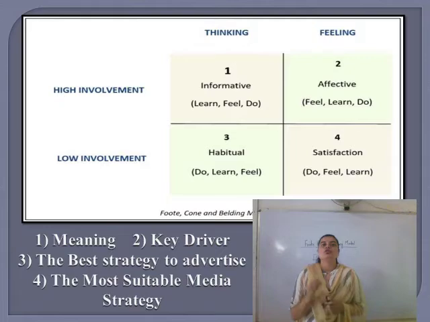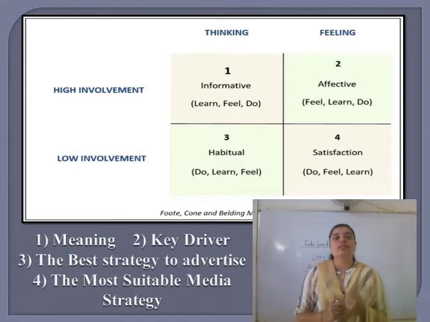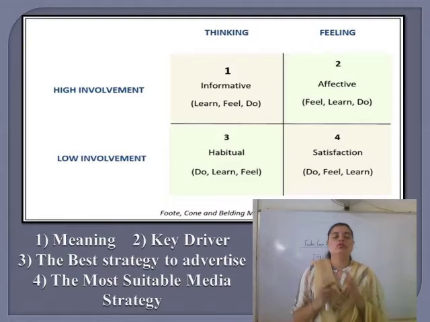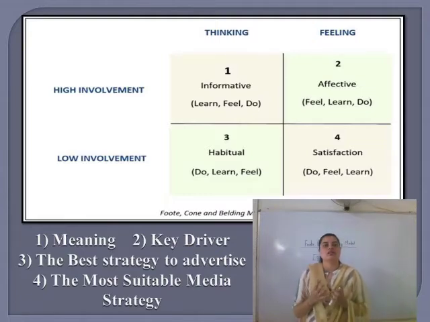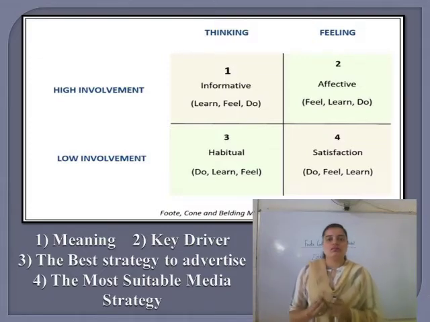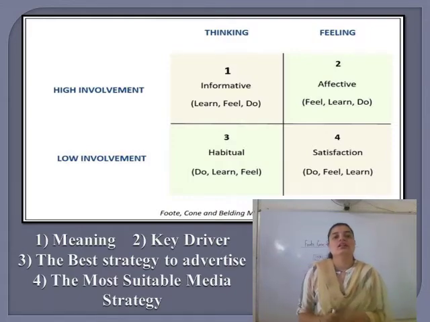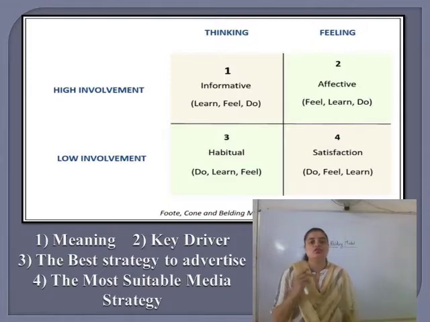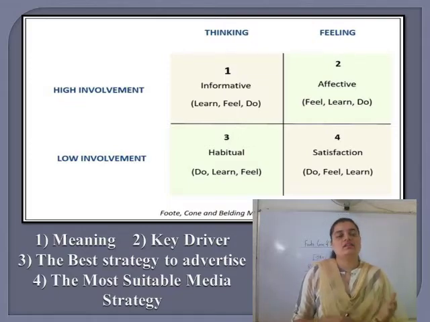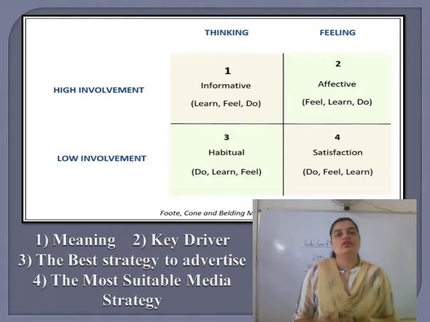So the best strategy to advertise your product which lies under quadrant number 2, that is the affective quadrant, is to provide visuals that will have a high impact on customers' minds. The most suitable media strategy to impress the customer who belongs to this quadrant is displaying striking images in the print media or the television channels which show the consumer visually. These are the reasons why the second quadrant is also termed as the affective quadrant.